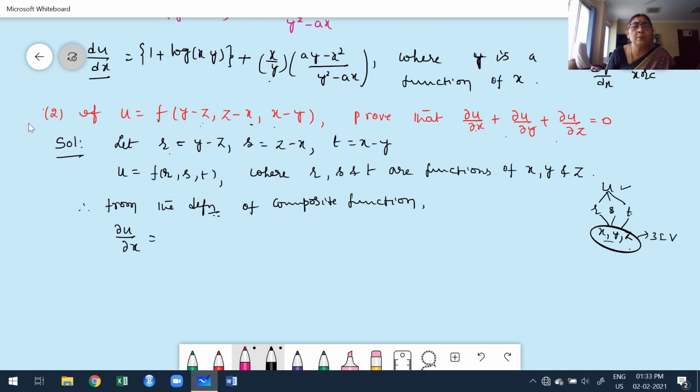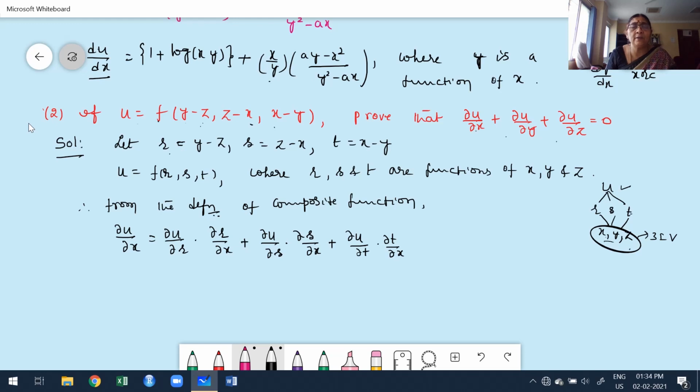But U is a function of R, S, T. From the chain rule, ∂U/∂R into ∂R/∂X, and also U is a function of S, ∂U/∂S into ∂S/∂X. It's also a function of T, ∂U/∂T into ∂T/∂X. Everywhere I'm writing partial because again R, S, T depend upon more than one independent variable.